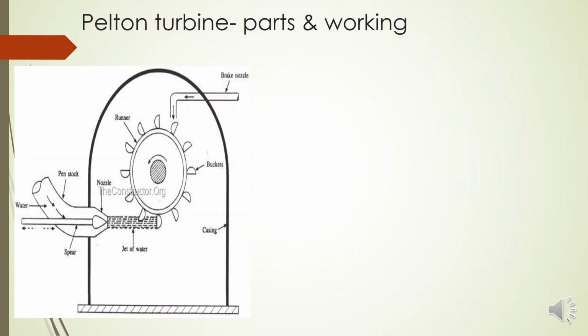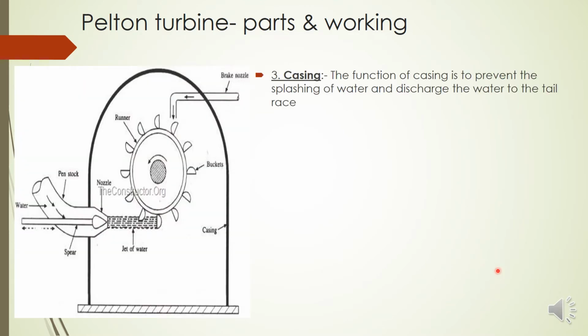Now we are going to the third part, that is the casing. What is the function of this external casing? The Pelton turbine does not have that much function for it. Here its function is to avoid the splashing of water. Water will be splashing, so it just collects that splashing water and discharges it to the tail race, which will be at the bottom. Its function is only this.